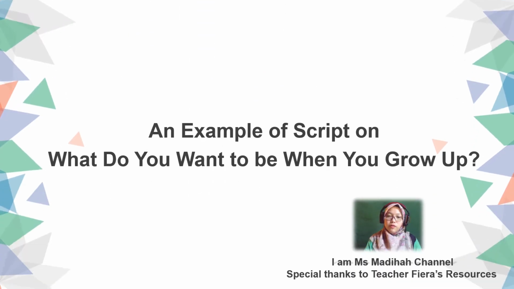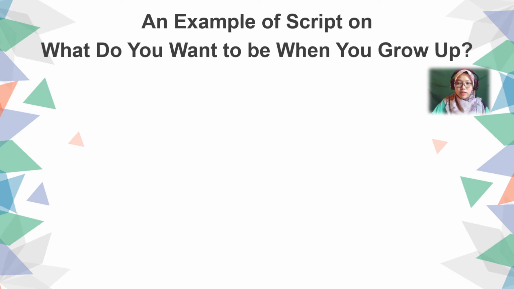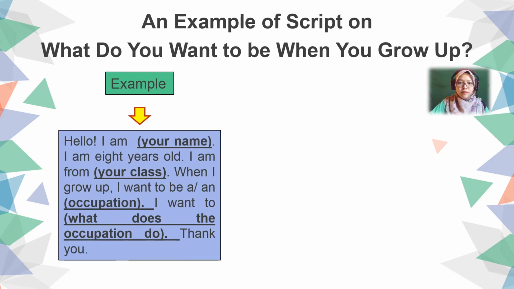So I'm going to give you an example of a script on what do you want to be when you grow up. Hello, I am, tell me your name. I'm 8 years old. I'm from, tell me your class. When I grow up, I want to be a or an, and then tell me the occupation that you want to be. Use a because your occupation starts with a consonant sound, and an because your occupation starts with a vowel sound.